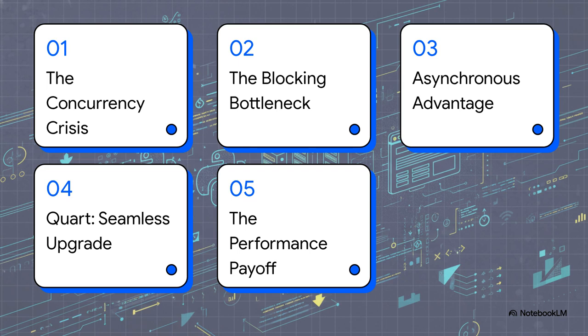All right, so here's how we're going to break this down. First, we'll look at the concurrency crisis itself. Then, we'll pinpoint the blocking bottleneck that's causing all the trouble. After that, we'll see the asynchronous advantage, how Quart offers a seamless upgrade path. And finally, we'll look at the numbers, the performance payoff.